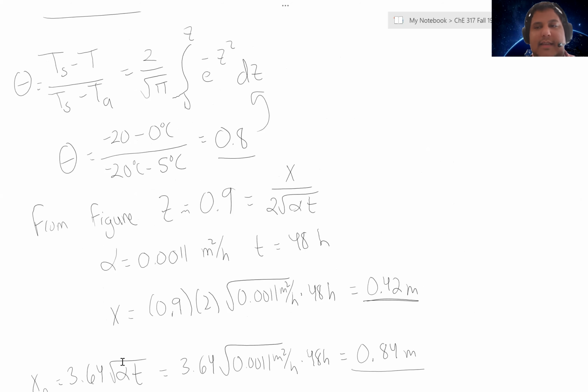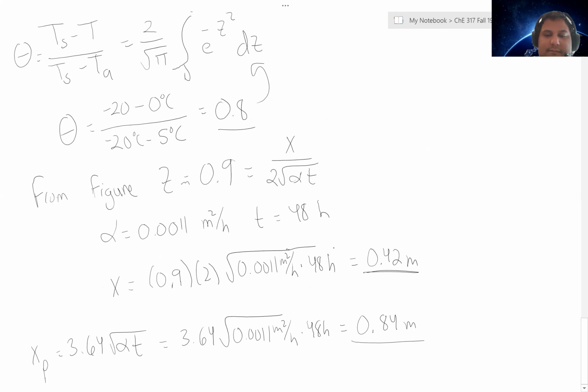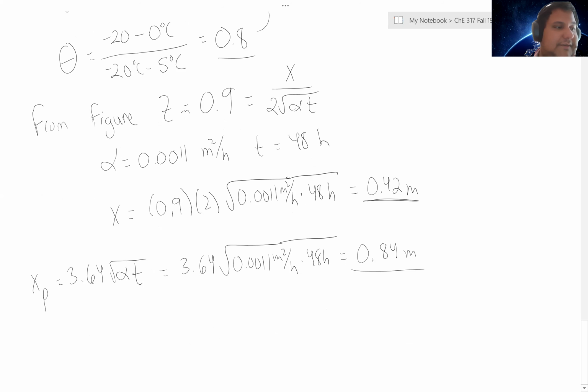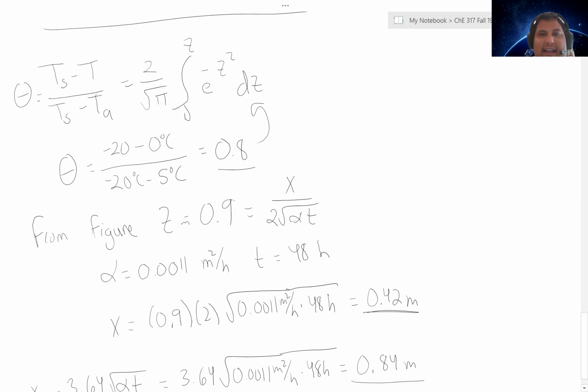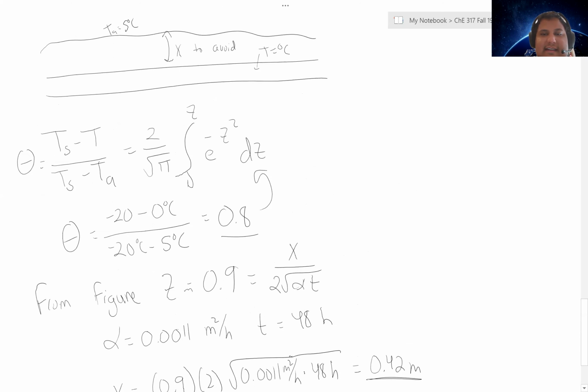Dr. Lopez, to clarify, is the time included in that square root for that test part there? Yes, okay. Thank you. Yeah, because basically meter squared per hour times hour makes meter squared. The square root of meter squared is just meters. The units usually tell you what you need to do. All right, any questions on that? I think that wraps up what we have for transient conduction.